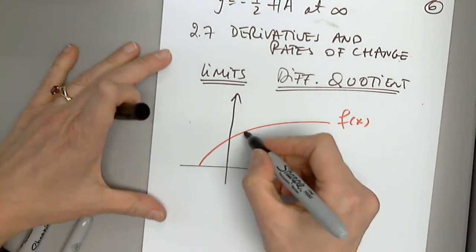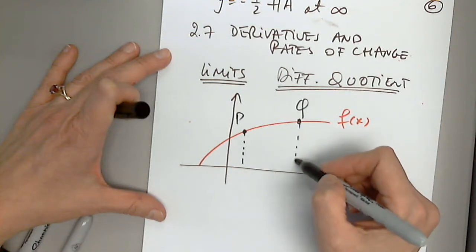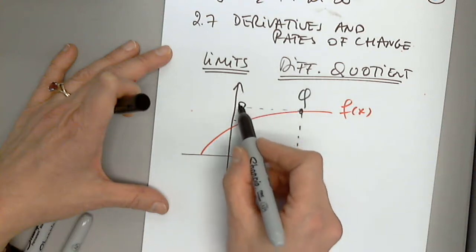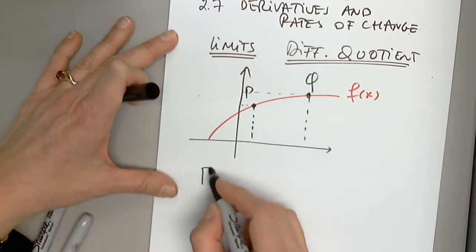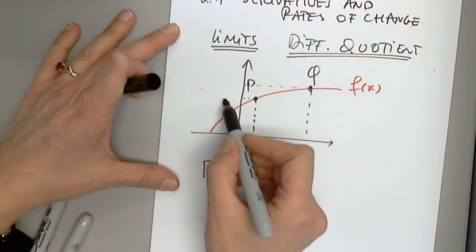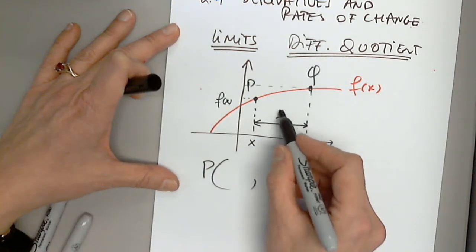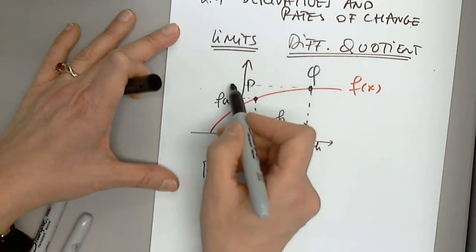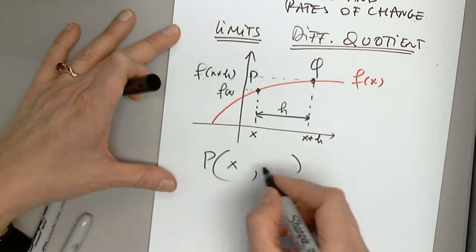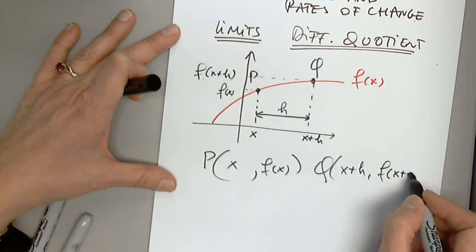Please remind us what P is and what Q is. What are the coordinates of P? P has coordinates x, f of x. And this is x plus h, and this is f of x plus h. So the coordinates of P and Q are x, f of x, and x plus h, f of x plus h.